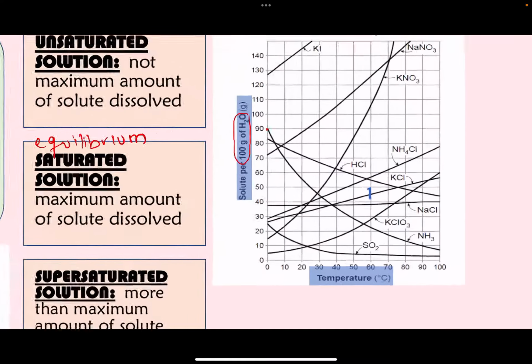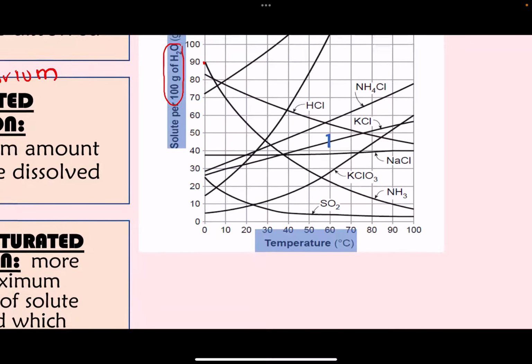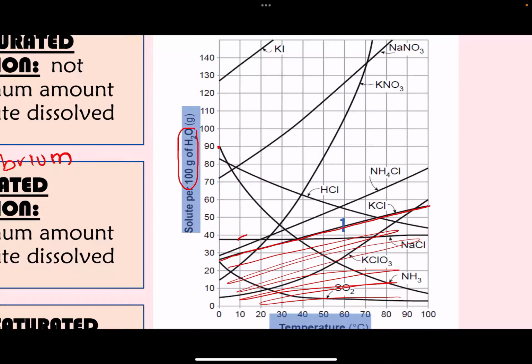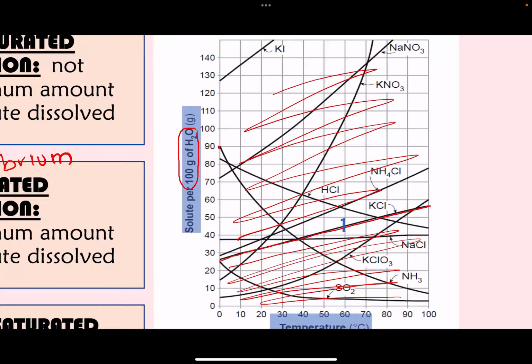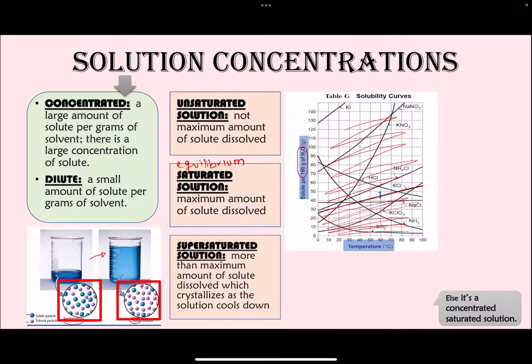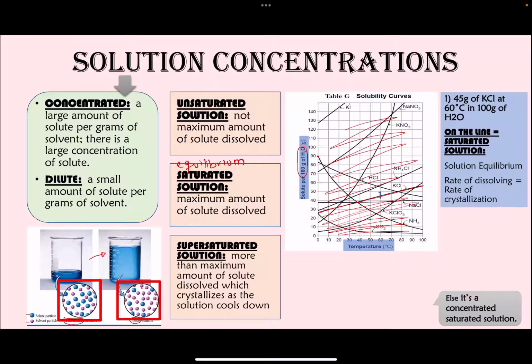If we are looking at any area underneath the line, so let's say by line I mean this part over here, any area underneath the line is going to be the unsaturated solution, because that means we do not have the maximum amount of solute dissolved yet, and any area that we might have above the line would represent the supersaturated solution. But then again, there are some tricks for the supersaturated solution that you must keep in mind, so we'll talk about that in a little bit.